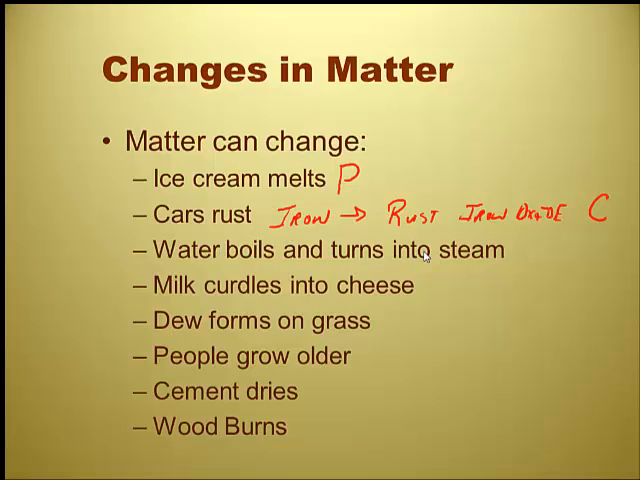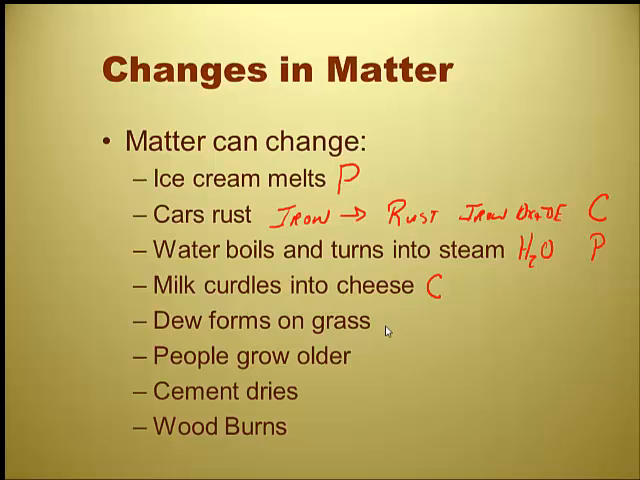But it's water before and steam after. That's different, isn't it? Not chemically, not the chemical makeup of it. Ah, okay, so it's just H2O before and H2O after? It's just a different state of matter. Physical change then. All right. Yep. Milk curdling into cheese, my favorite chemical reaction. Yep, that's definitely chemical.